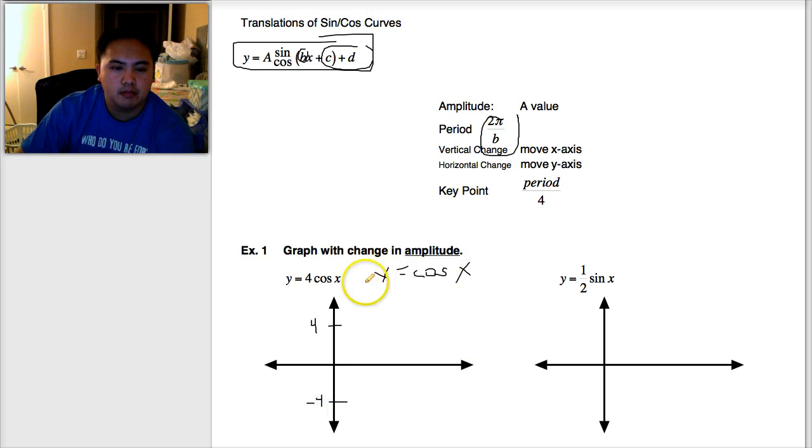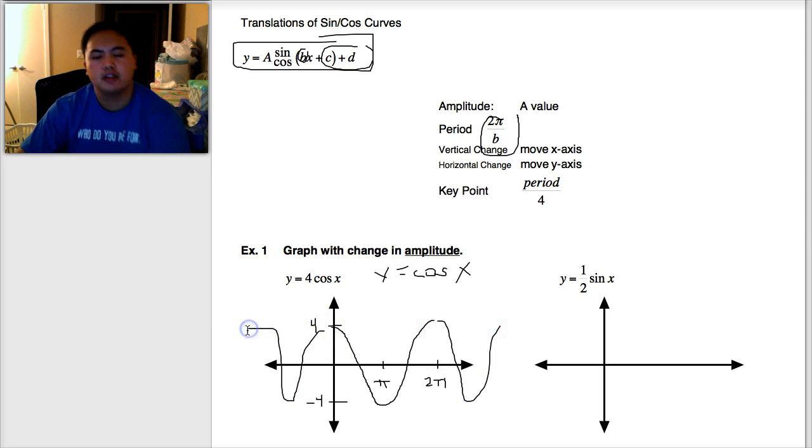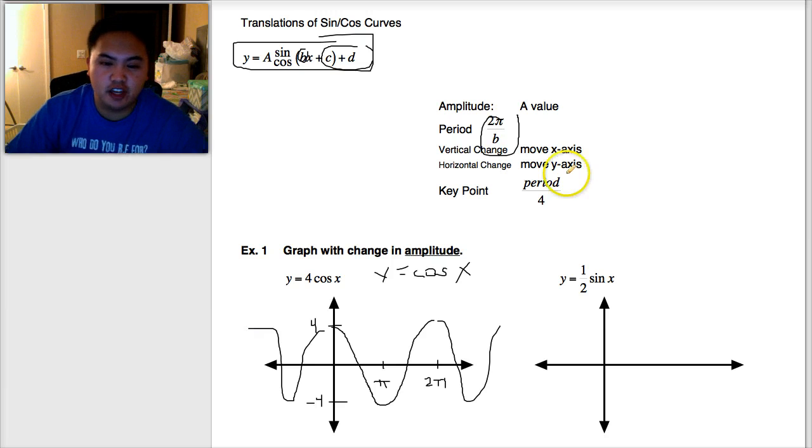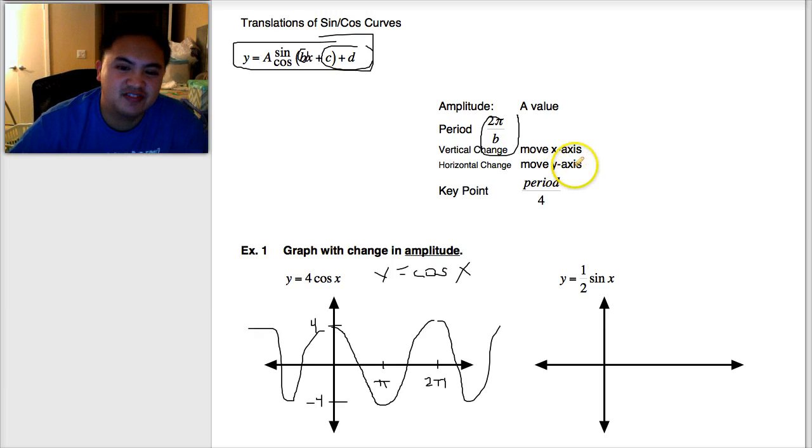Okay. My period stays the same. There's no number here. I'm not shifting it left and right, so my period still becomes 2 pi. So what I like to do is draw the period and the halfway point. And the cosine graph looks like this. And then you can repeat it on and on forever. And I know some of you are going to get confused and say, oh no, but you can do this.